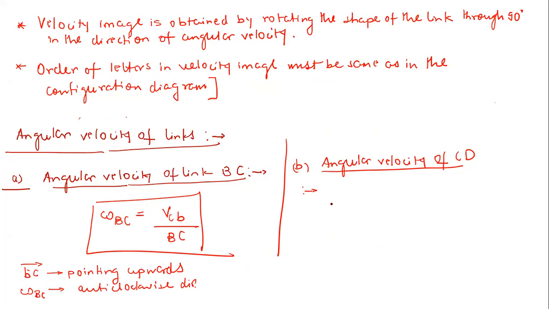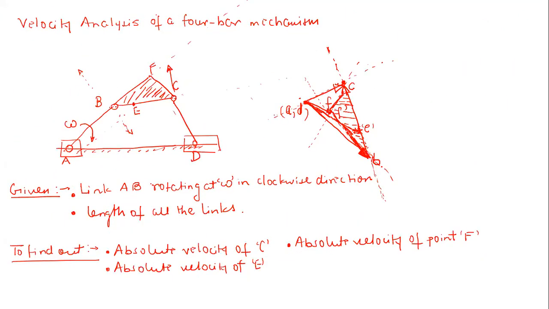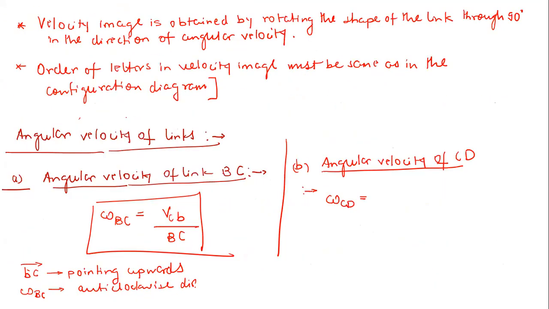Now let us talk about angular velocity of link CD. So what will be omega CD? Just tell me quickly. Omega CD is V_CD by CD. It is very obvious that this point D is going to move relative to C, so it will be the velocity of C with respect to D. Here I'm just taking the magnitude, so that's why I'm removing the vector sign, divided by CD.